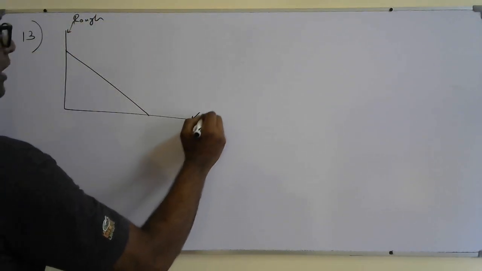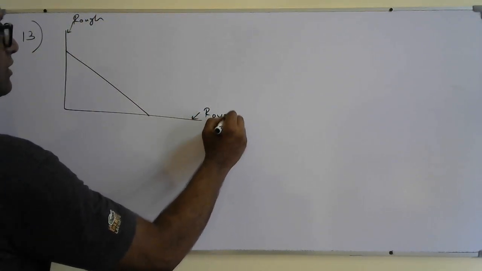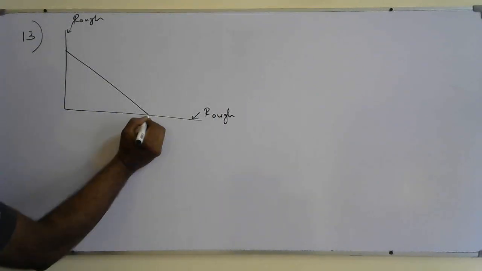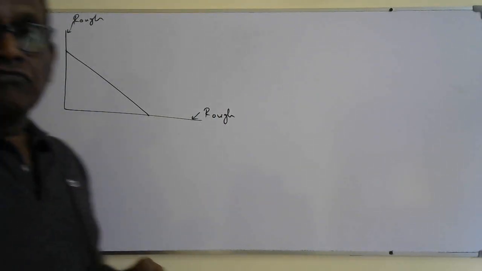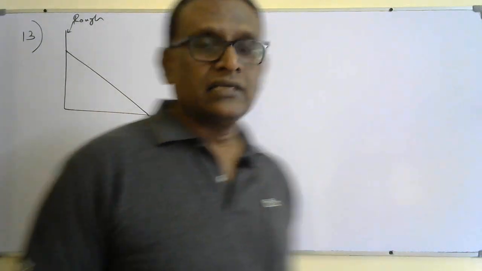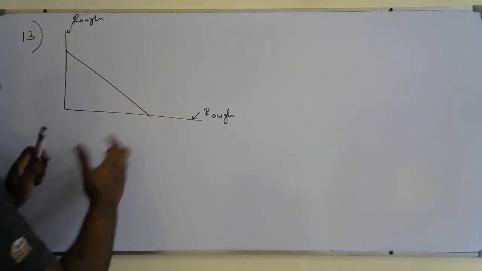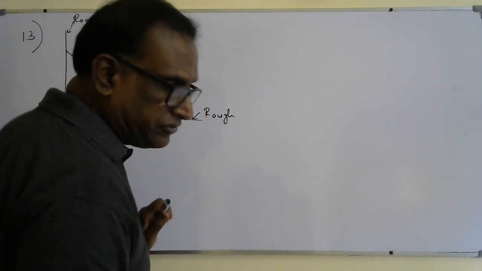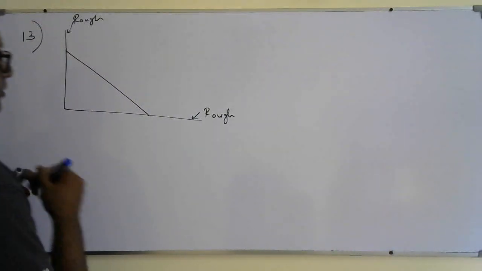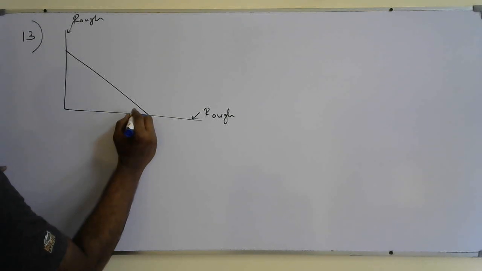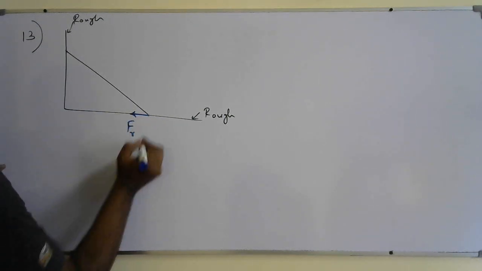So both are rough surfaces. Okay. So how should the forces act? How many forces are acting? On the floor, the rod will try to slip to the right. So there will be a friction towards left on the rod. So there will be a friction towards left here, Fr.